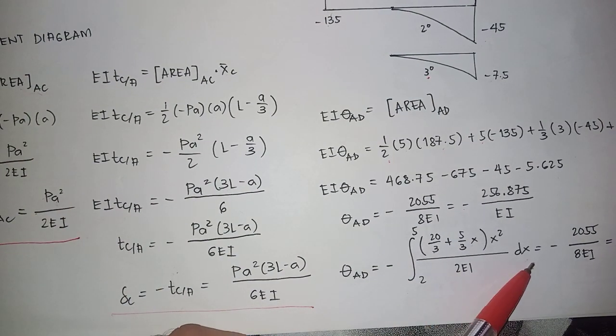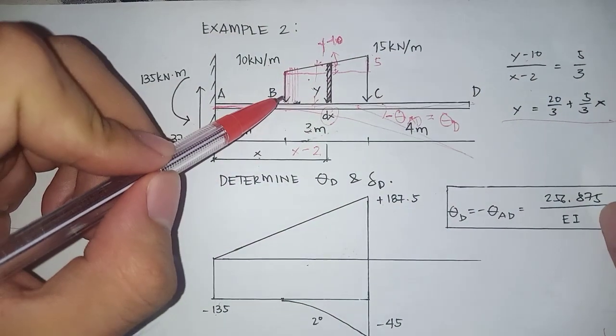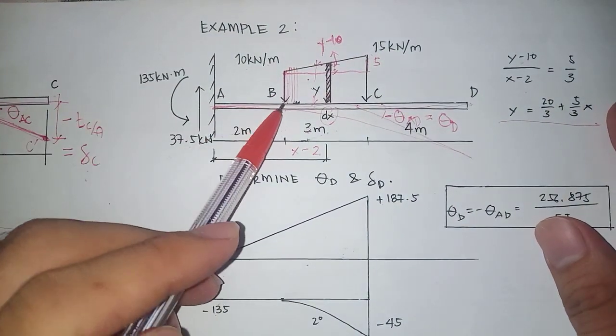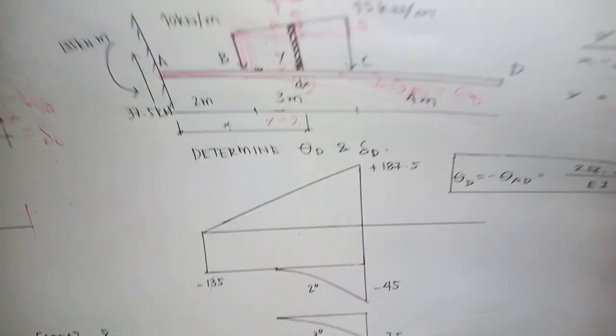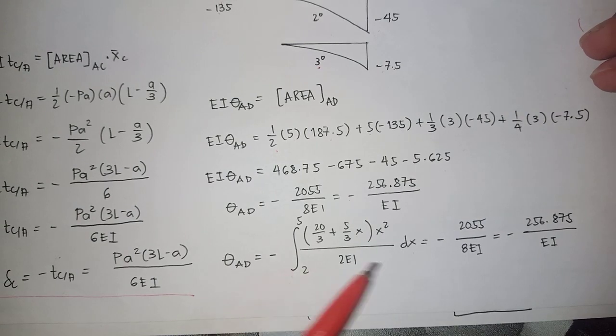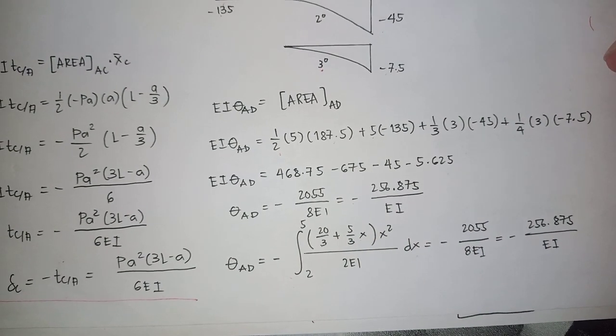Over EI dx. Mula saan? Ano yung magiging limits natin? This is from what? Okay, x equals 2 to 5, kasi doon nag-start yung pagkakaroon ng load natin. Okay, so, balik kayo rito. Ayan na. So, we get the same answer actually here.